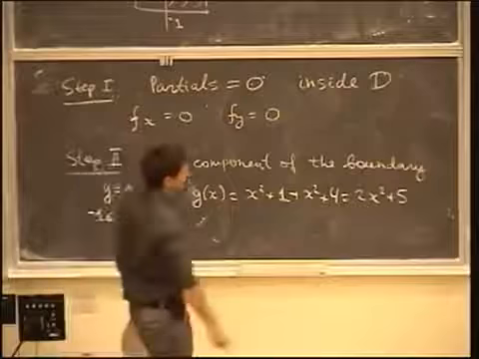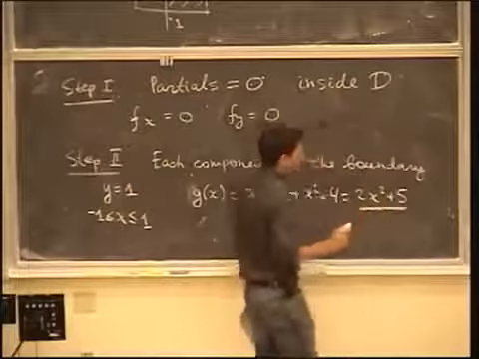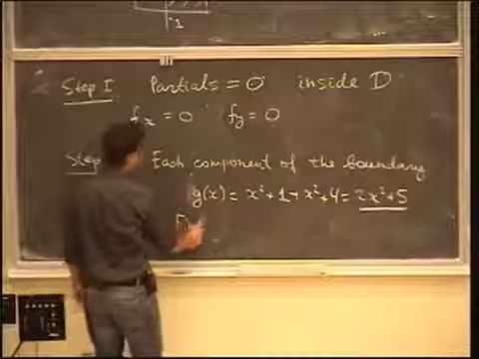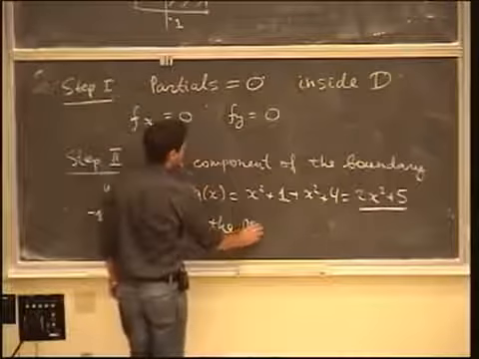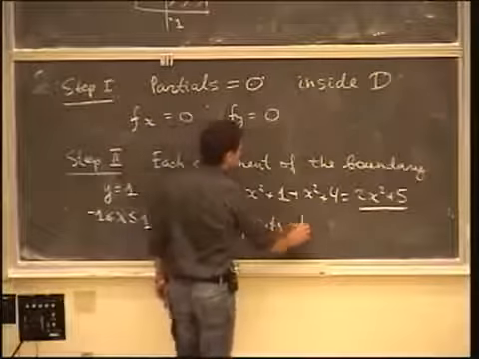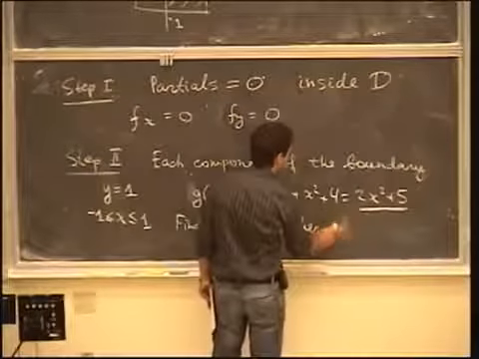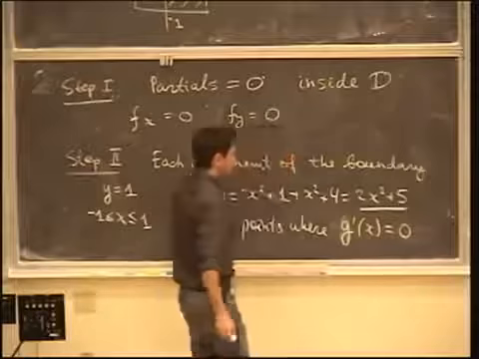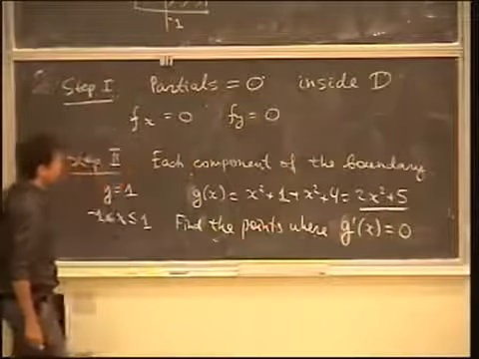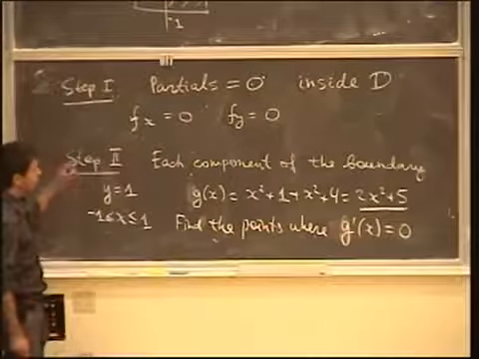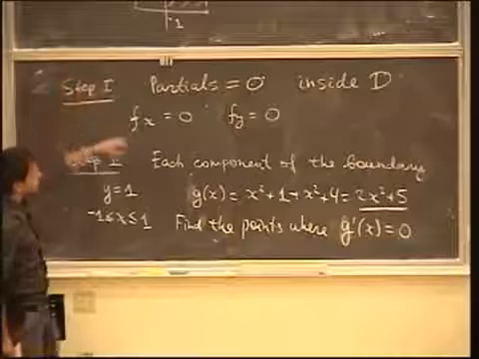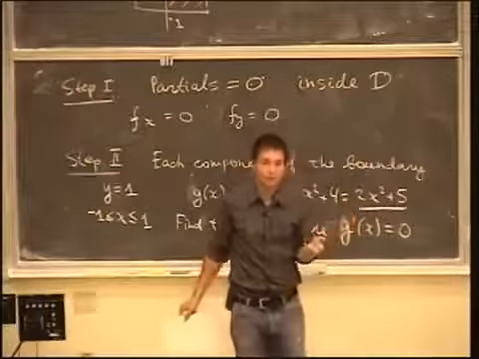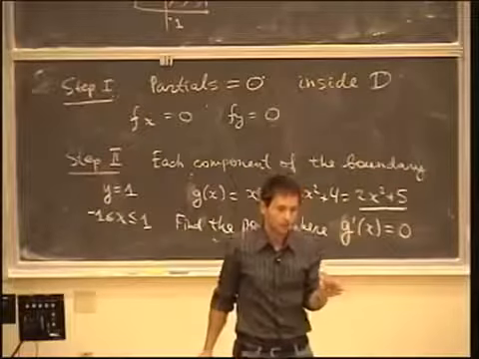2x squared plus 5. And what you want to do now is to find the points where g prime of x is equal to 0. So these will be the points on the boundary which are suspicious, which are candidates for points of maxima and minima. All right?